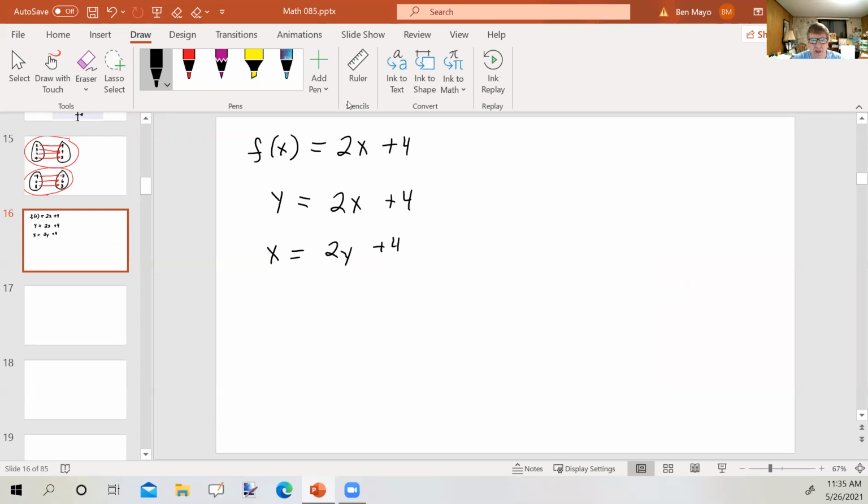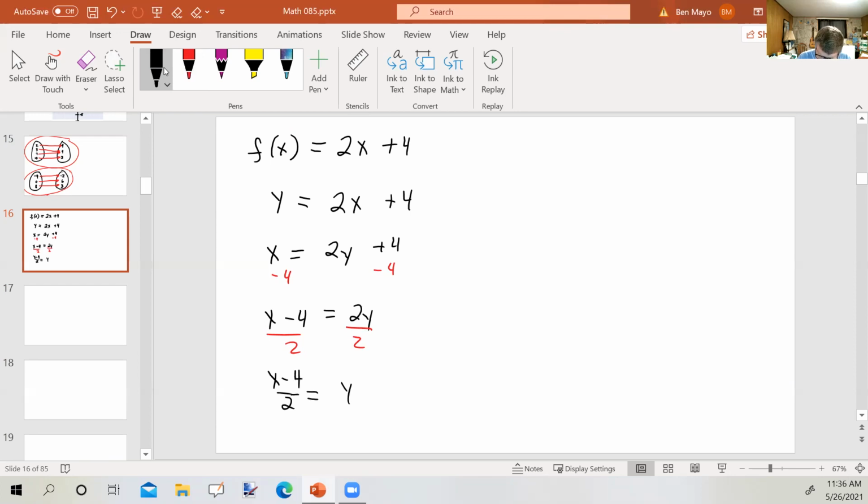The next step is to solve for y. So step number 3 is to solve this equation for y. I'm going to subtract 4 from both sides, so I get x minus 4 equals 2y. Then I'm going to divide both sides by 2. So I get x minus 4 over 2 equals y.